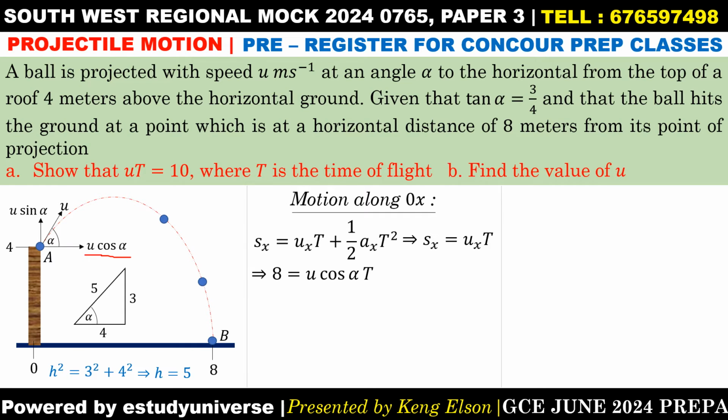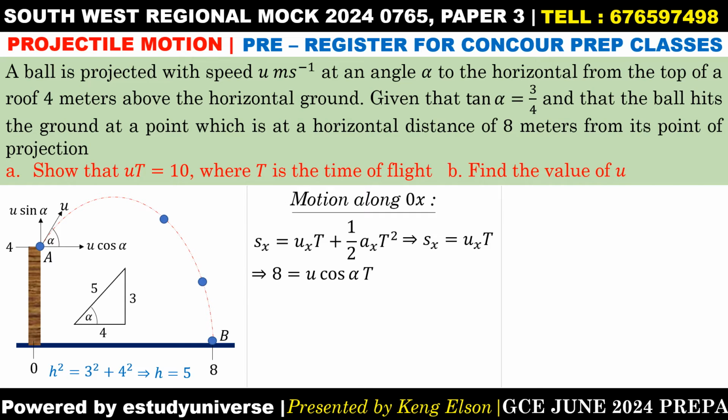So I replace ux with u cos alpha, because u cos alpha is the initial velocity in the horizontal direction. Okay, now what happens from there? From there, you realize that we can divide both sides by cos alpha, because in the proof we have u and t already.